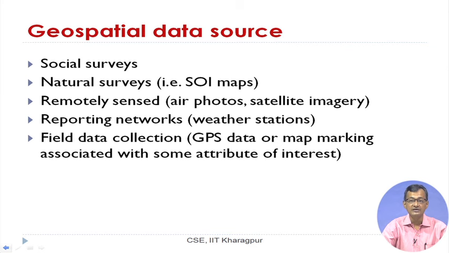There can be some remotely sensed or sensor data, like I can have remotely sensed data like air photos, photographs taken from the air, or satellite images, even reporting by weather stations, data collected by GPS and map marking associated with some attribute of interest. There can be pollution sensors across the area which give data with locations where things are there. There can be air quality control, pollution sensors, temperature sensors, another type of atmospheric sensors which give data. So, these are different sources of data.